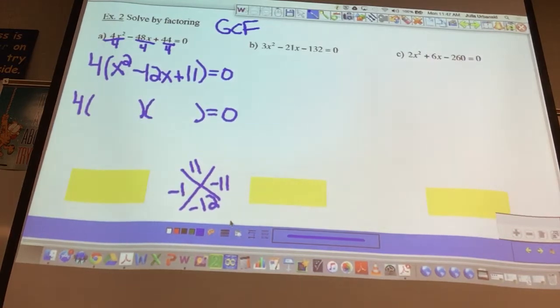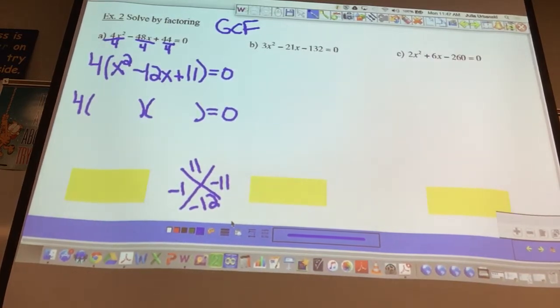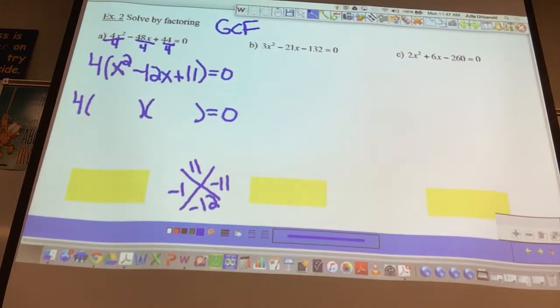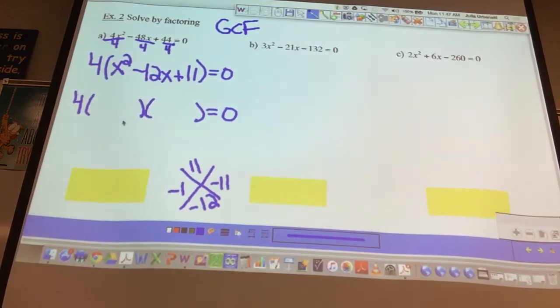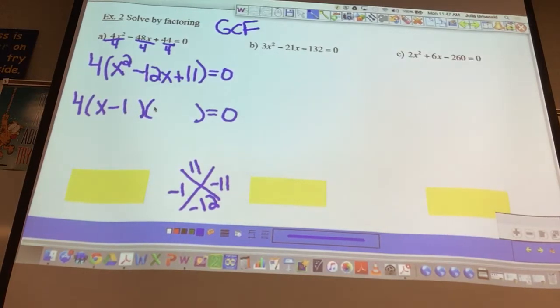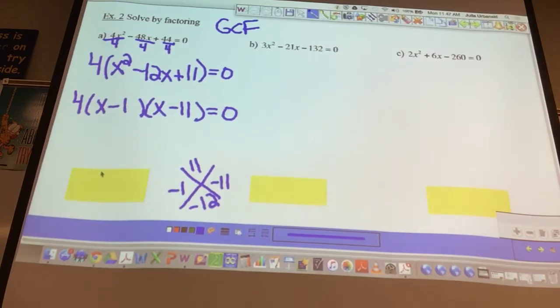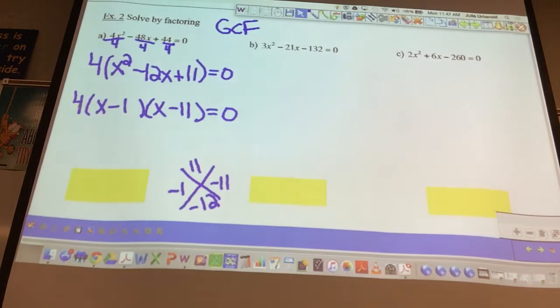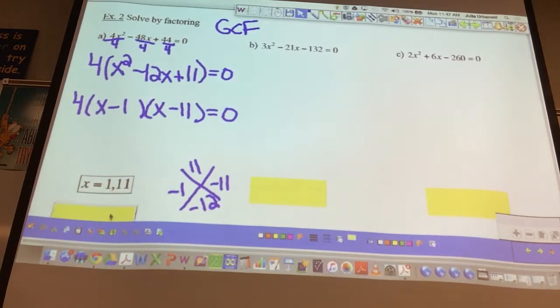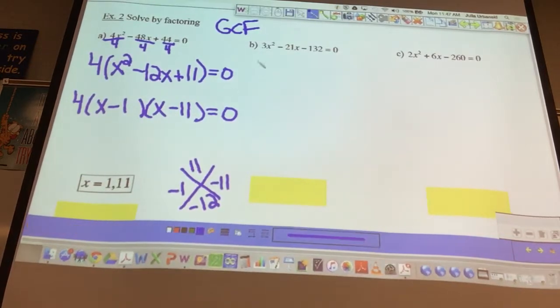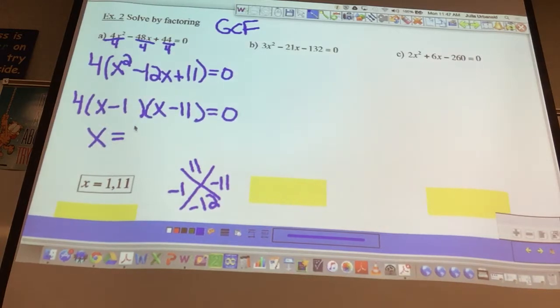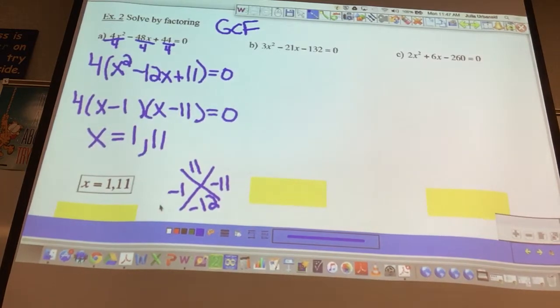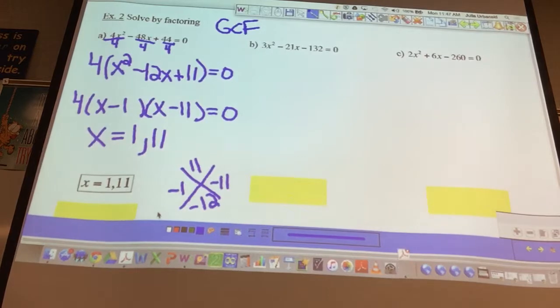Questions on that one? And we're only allowed to do the easy kind because there's no number in front of x squared. So that makes it x minus 1 and x minus 11 equals 0. So x equals 1 and 11. That's right, x equals 1 and 11. The 4 is part of your factor, but it's not a solution for x.